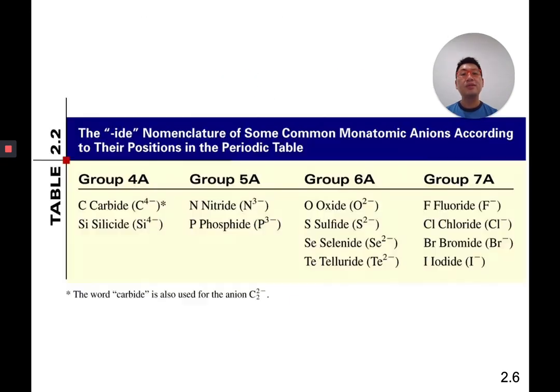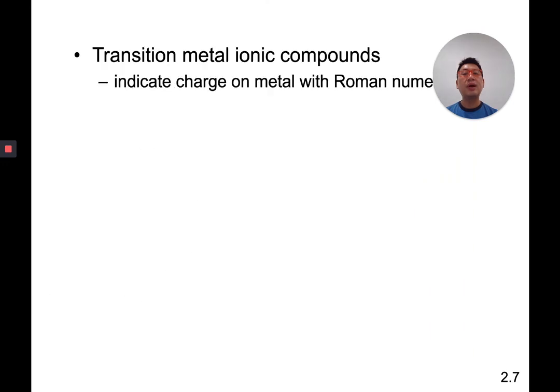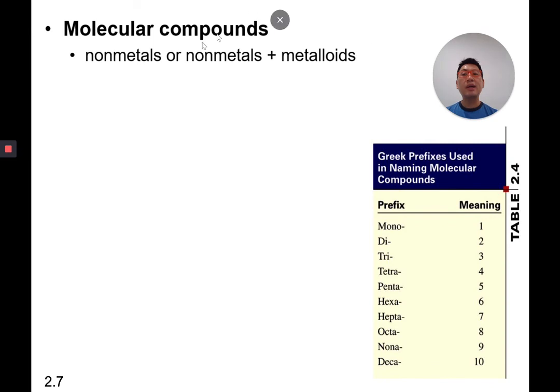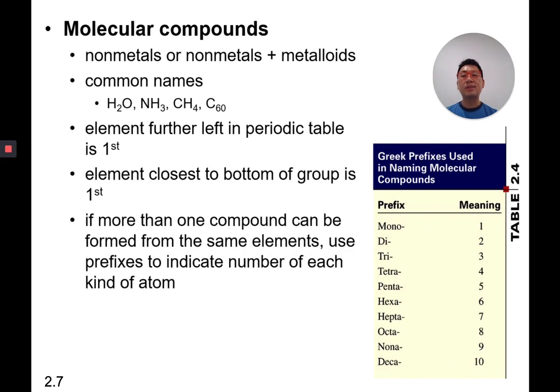So that's just a review about how do I know ionic versus molecular. Molecular compounds have only nonmetals in them, maybe a metalloid. Okay, some have common names like water and ammonia, but besides that, we're talking about how do we name this stuff.